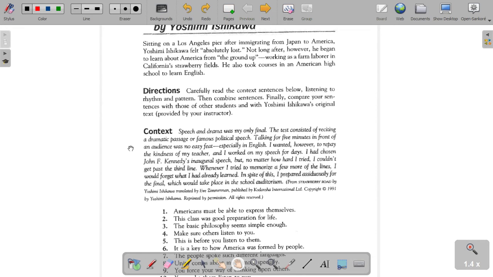Sitting on a Los Angeles pier after immigrating from Japan to America, Yoshimi Ishikawa felt absolutely lost. Not long after, however, he began to learn about America from the ground up, working as a farm laborer in California's strawberry fields. He also took courses in an American high school to learn English. So we're going to read the sentences below and try to find the rhythm and pattern. Then we're going to combine sentences.